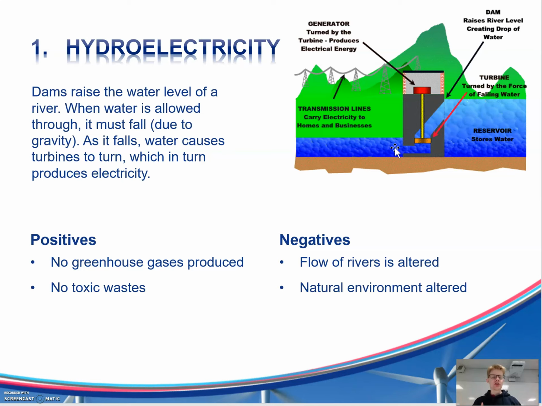But there's a few downsides to this. Firstly, it doesn't produce greenhouse gases, that's a good thing, and it doesn't produce toxic wastes, but it has a negative effect on the environment that it's been placed in. It can disrupt the flow of the river, which means that all the animals that survive on having lots of water down here are hindered. They need more water. So there's a few downsides to hydroelectricity.